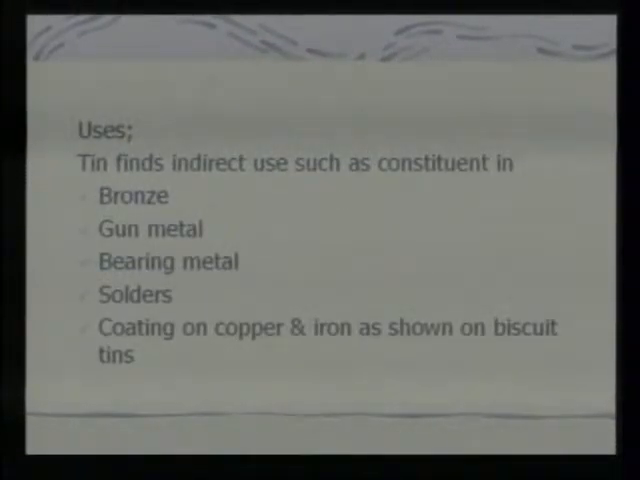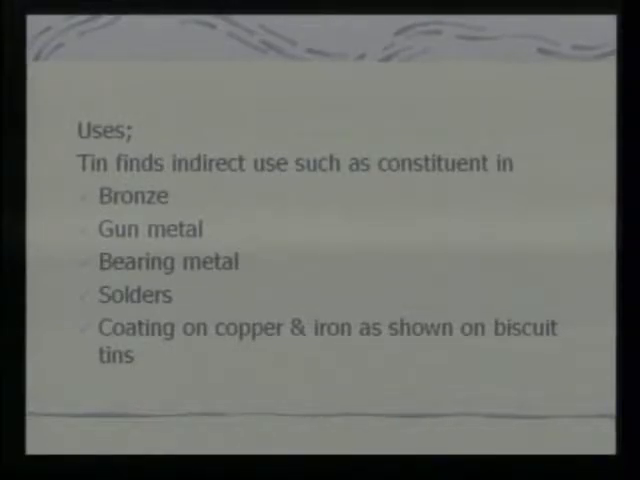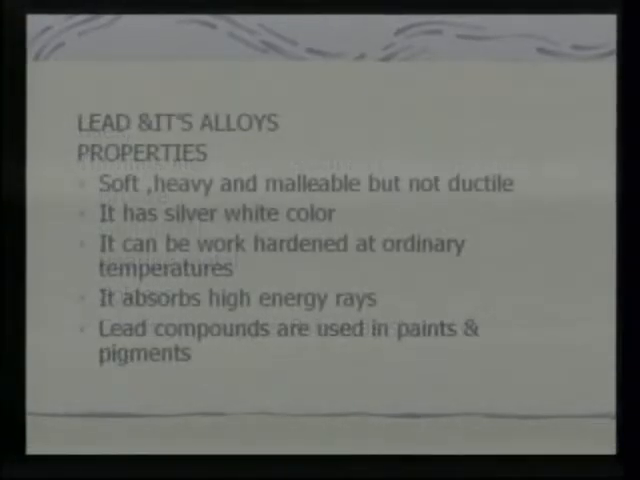Uses are like this. Tin finds indirect use such as constituent in bronze, that is copper and tin forms bronze. Gunmetal, of course it is also one type of bronze. Bearing metal, solders, that is the soldering elements used for making soldering. Coating on copper and iron as shown on biscuit tins, which is a good corrosion resistant coating.